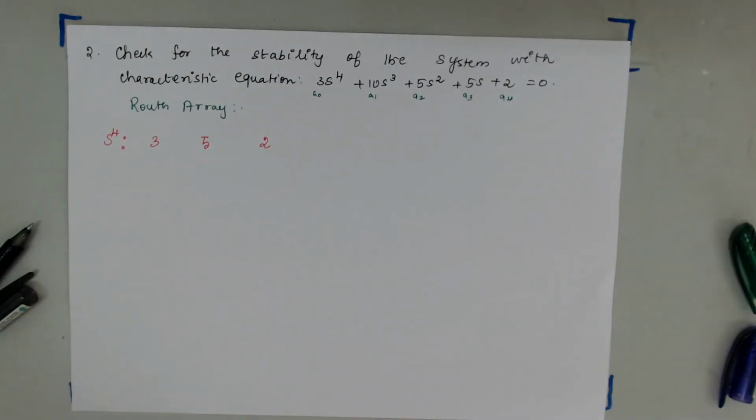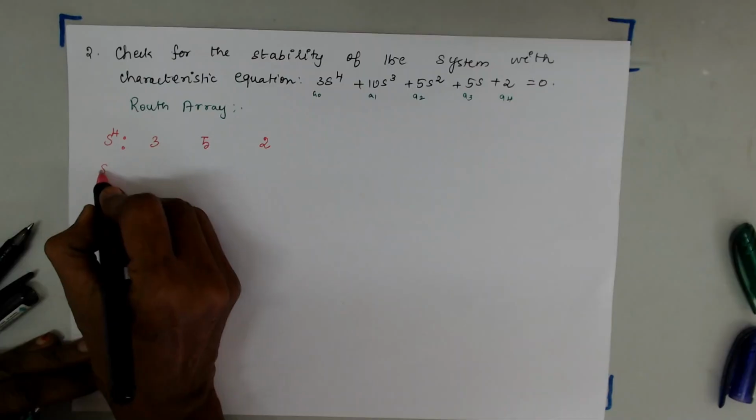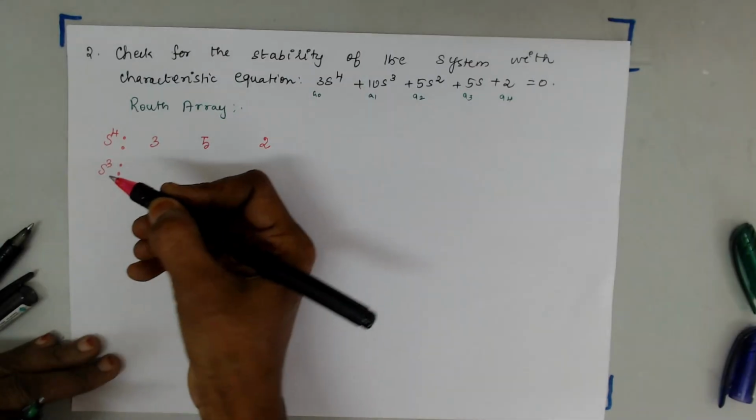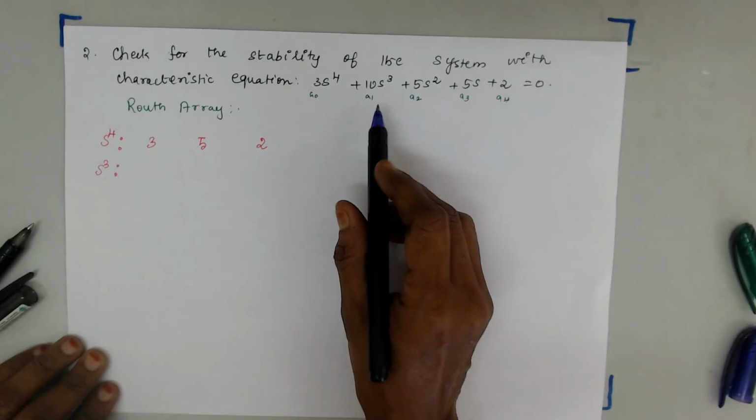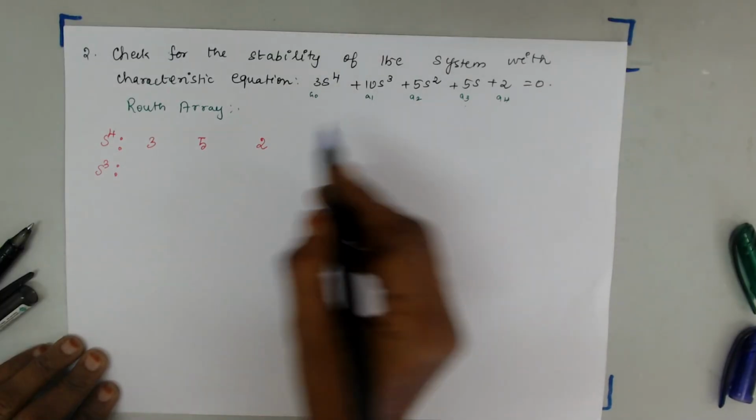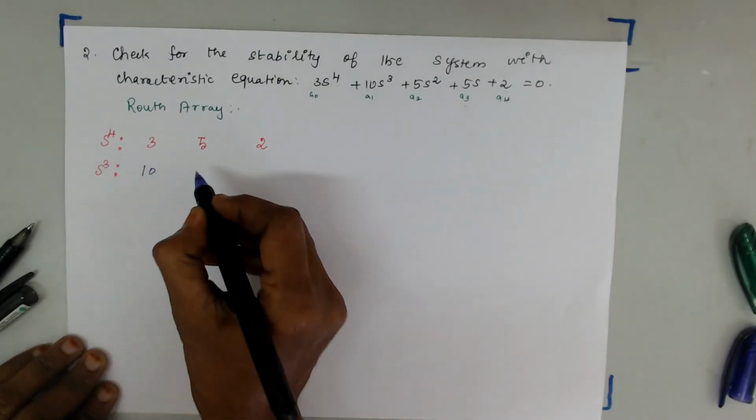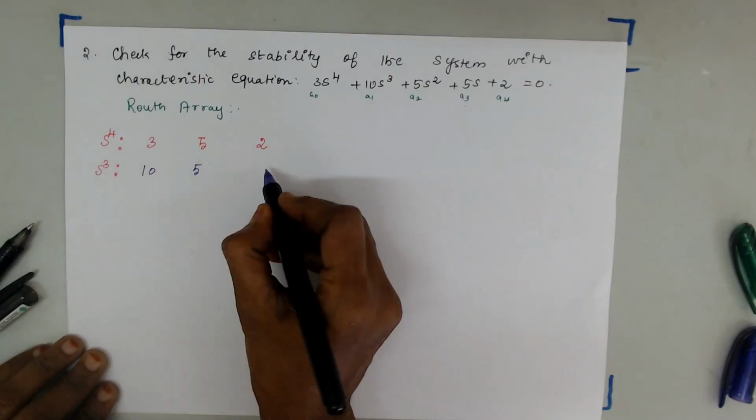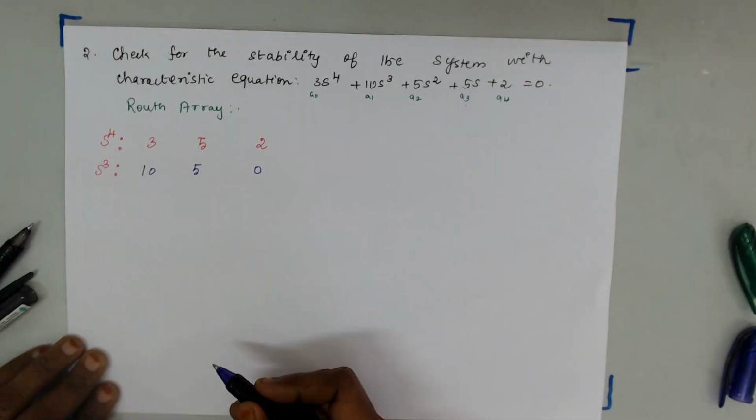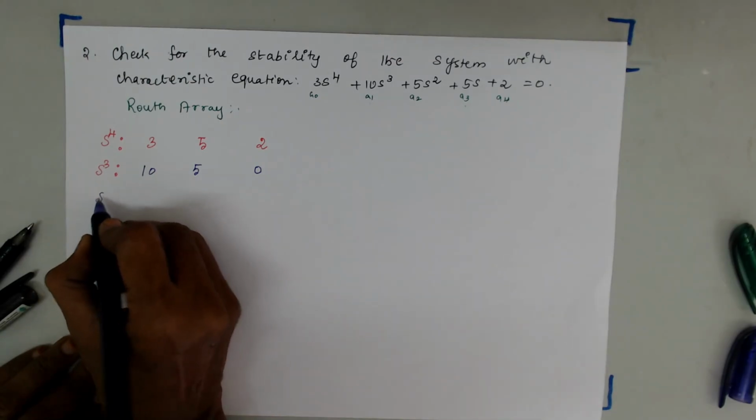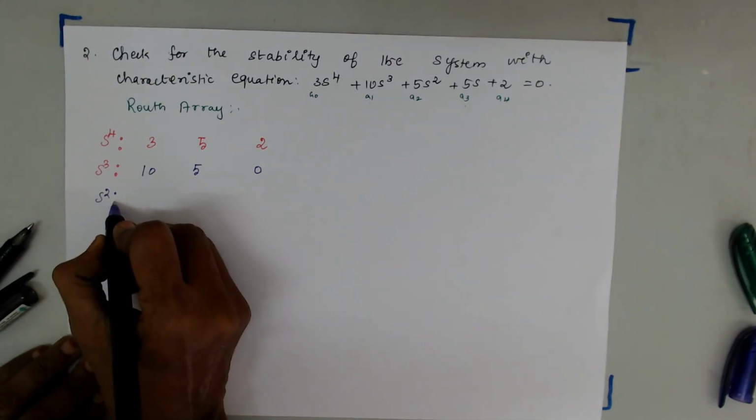And construct the second row of the Routh array. The second row of the Routh array is constructed with odd powers of s. So it is a1 and a3. a1 is 10 and a3 is 5, and there is no term here, so fill this term with a 0. Then we need to proceed to find the remaining rows of the Routh array.